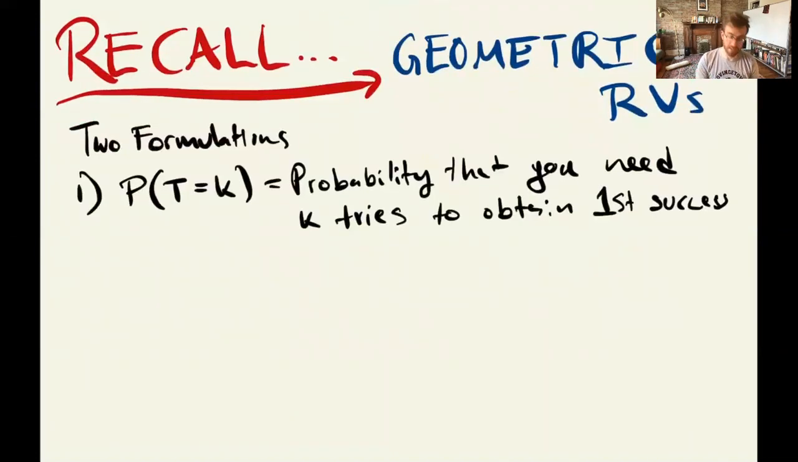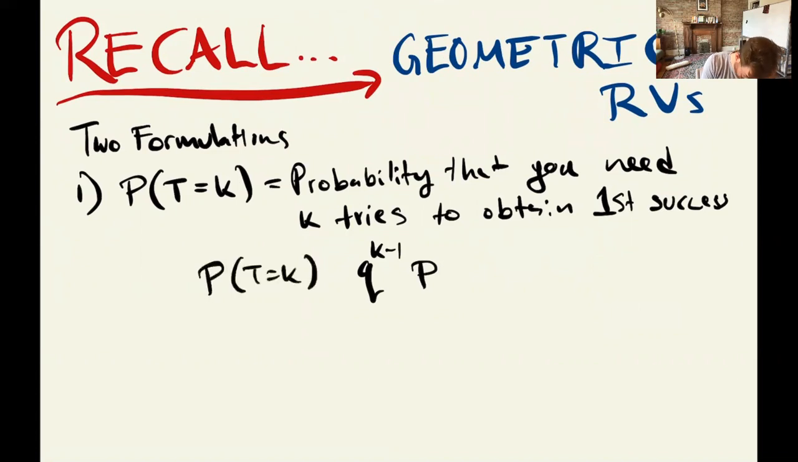And this worked out to be something like q to the k minus 1 times p, which you can also think of as 1 minus p to the k minus 1 times p. And this, again, makes perfect sense. We're trying something independently where each success doesn't depend on what happened before. And we're just saying, well, first I have to fail k minus 1 times, and on my kth try, I finally succeed.